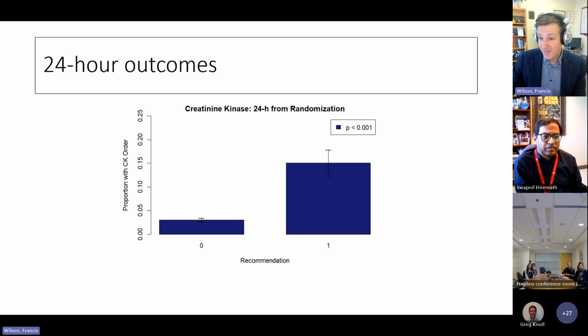Now, again, this is not stratified. Remember, we make recommendations on everyone. So this might be that the teams are doing the right thing. They also think the patient should have a creatine kinase and they get it. But also built into this is potentially us telling them to do it and they do it. We'll know when we unblind ourselves what this effect is.